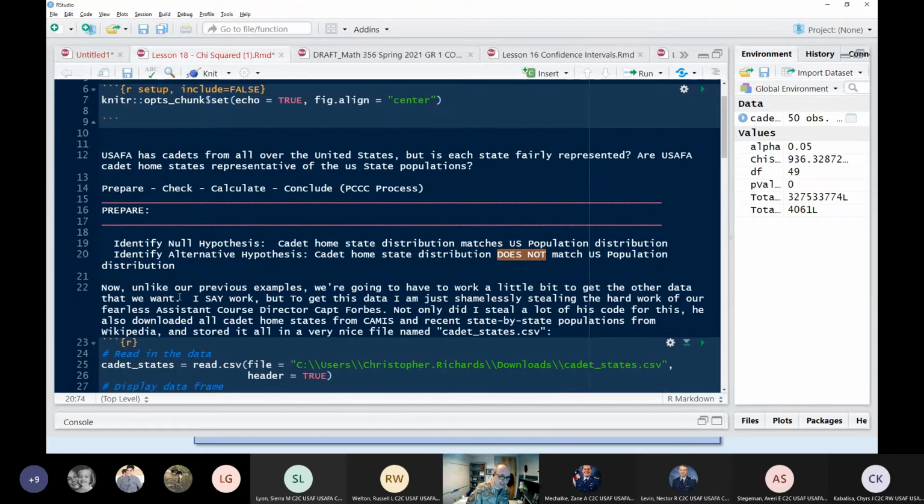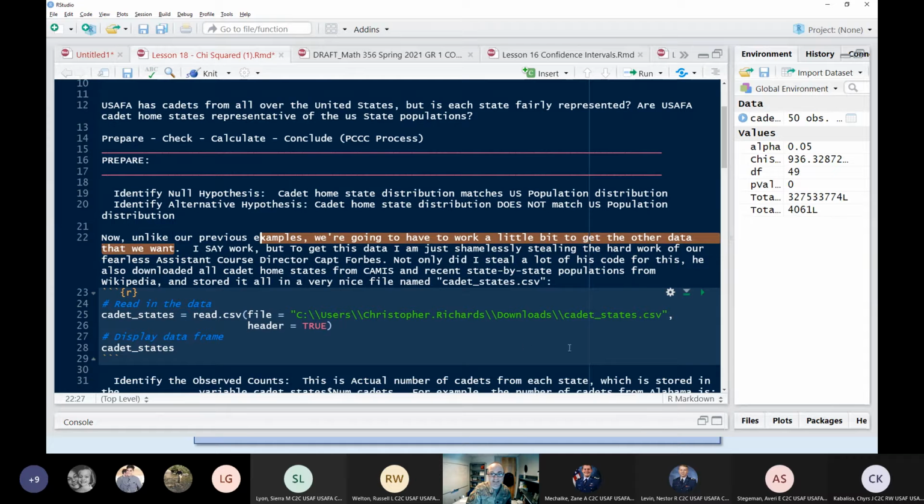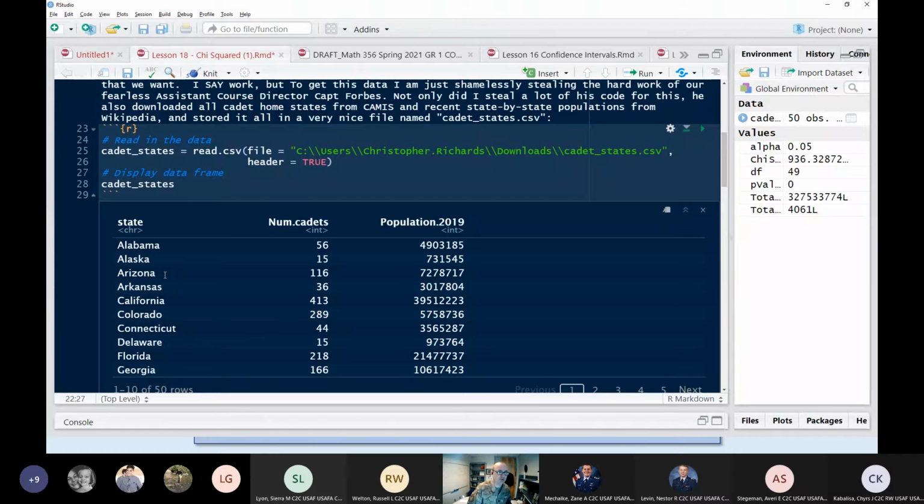Okay, now, unlike before, we need some data, so I'm going to import a CSV. When I post this up, I'll post the CSV as well. This CSV says, for each state, here's the number of cadets from that state, and here is the US population from that state. I say I did this, but I didn't. Captain Forbes actually did the work to go into CAMIS and pull this last year. But I made a few changes and updated it, so I'm going to say that I made this and that it's not plagiarism. So here is the information we're starting with, okay?